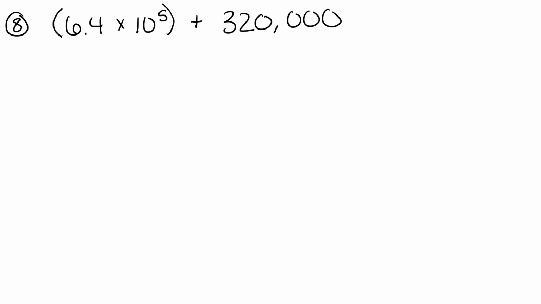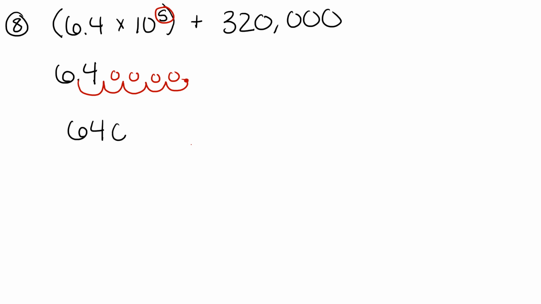For number 8, we have the number 6.4 times 10 to the 5th. And we're going to add it to 320,000. Now, one of the numbers is already in scientific notation, and one of them is in standard notation. So we do not have to rewrite the 320,000. We only need to rewrite the 6.4, in which case we move the decimal 5 times, filling in those placeholders with zeros, and rewriting our answer more clearly to 640,000.